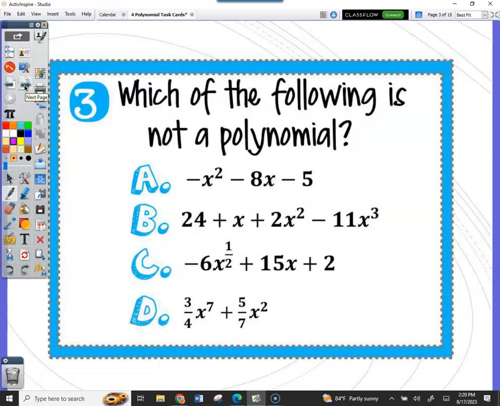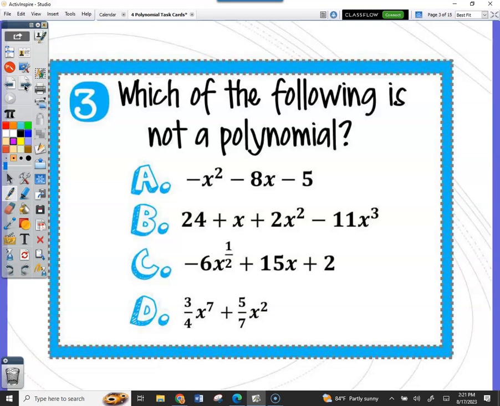Number 3. Which of the following is not a polynomial? We haven't actually taken notes on these are not polynomials. But when you're looking at these answer choices, what two choices stick out as different than everything we've looked at? C and D look totally different. And it's because of the fractions.